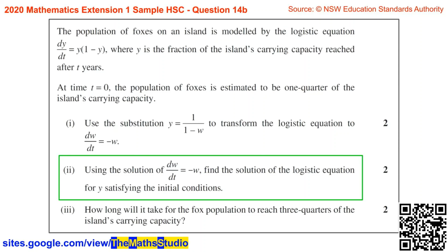Part 2. Using the solution of dw/dt equals negative w, find the solution of the logistic equation for y satisfying the initial conditions.